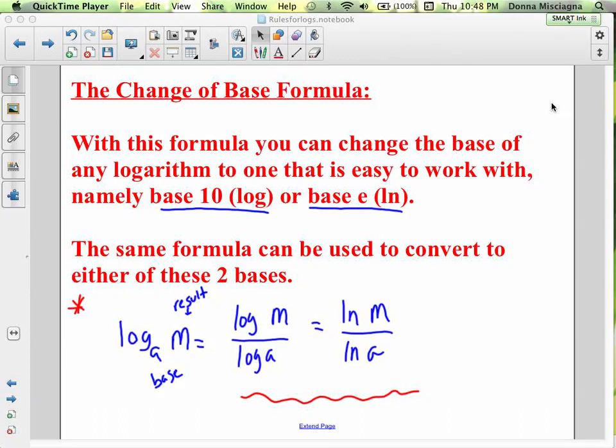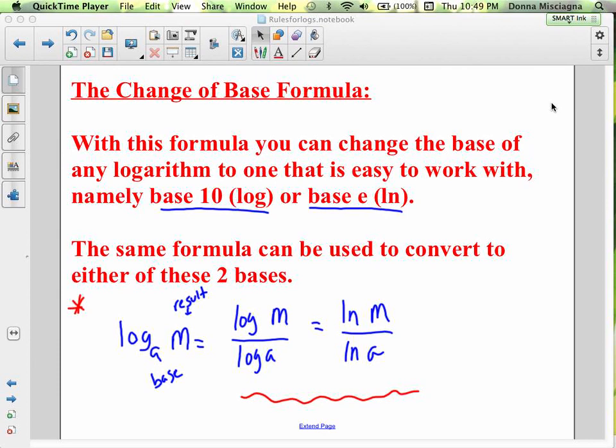Welcome. So this is the change of base formula. And the reason that we have a change of base formula is because some bases are a lot easier to work with than others. Right? So with this formula, you can change the base of any logarithm to one that's easy to work with, namely base 10, which is just log with no subscript, or base e, which is natural log.